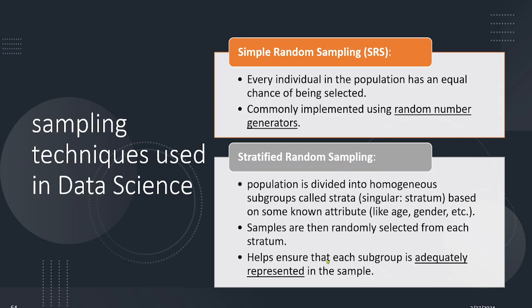This helps ensure every group is represented. Let's say we have 10 subgroups in the data set. With simple random sampling, some group may be left out. With stratified random sampling, since we are considering all these strata, all the subgroups will be represented in the sample.